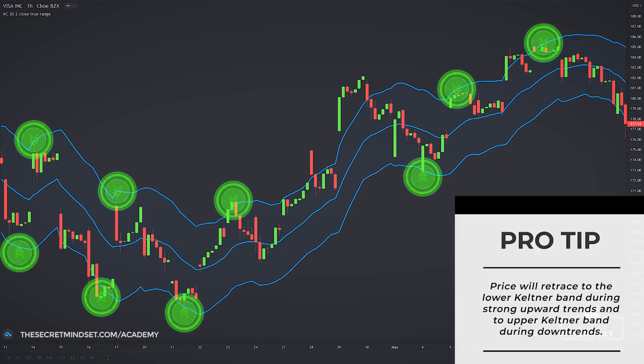You will often find that the price will retrace to the lower Keltner band during strong upward trends and to the upper Keltner band during downtrends.